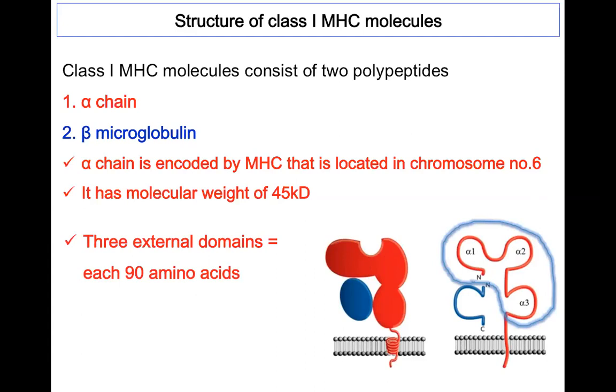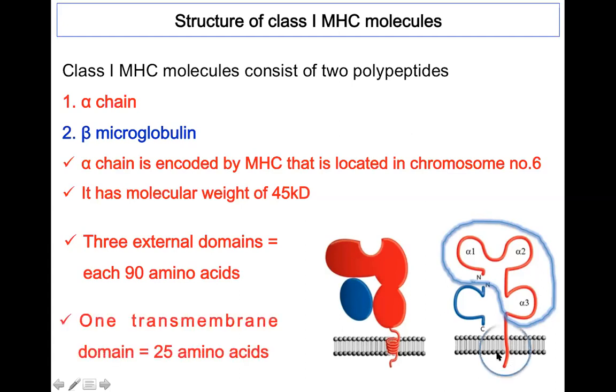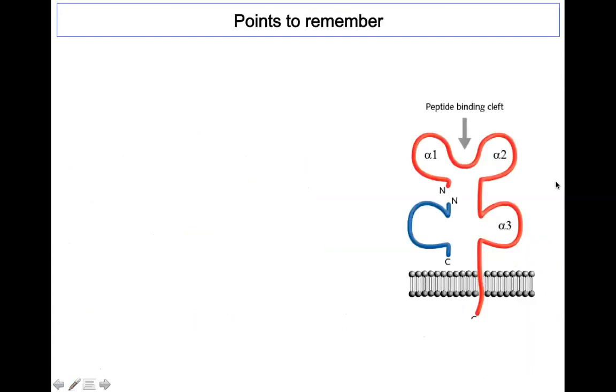And each chain has 90 amino acids. In total there are 270 amino acids. Like the alpha 1 chain has 90 amino acids, the alpha 2 chain similarly, and similarly the alpha 3 chain has 90 amino acids. And if you look at the other part that is embedded in the plasma membrane, this is called one transmembrane domain, and that has about 25 amino acids.